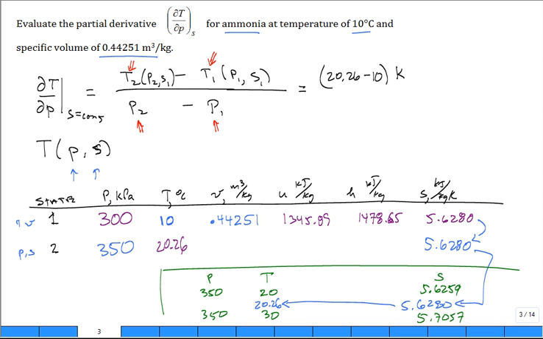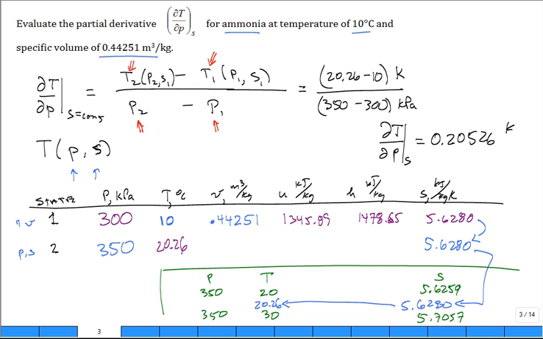So yes, I can. And now we've put in our pressures. This was 350 minus 300 kilopascal. And so we find the answer, the partial of T with respect to P holding S constant at that state for ammonia is about 0.20526 Kelvin per kilopascal. I threw in all those units because that's what your calculator is going to show.